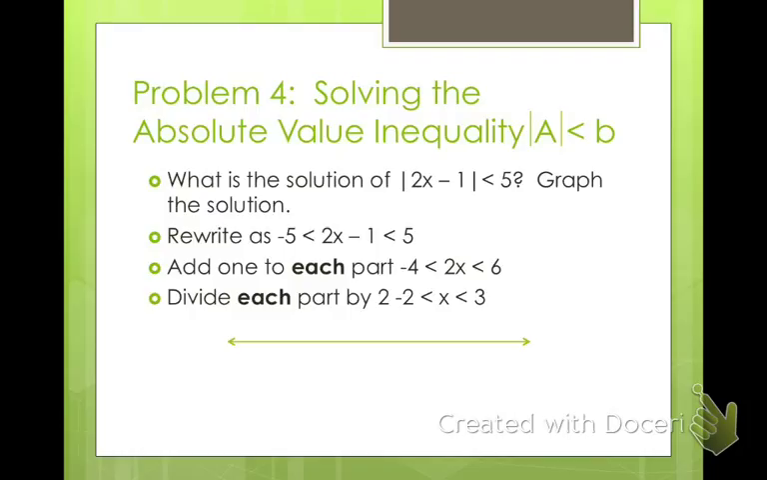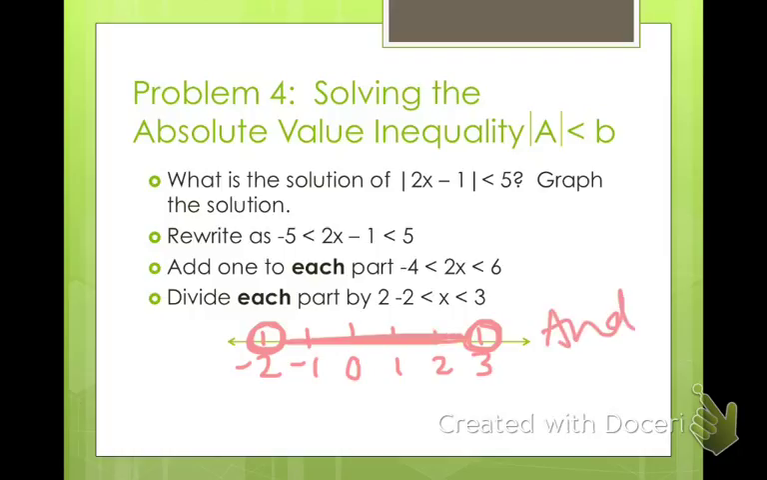And then when we graph it on a number line, let's see, I have 0, 1, 2, 3. Okay, so x is greater than negative 2, non-inclusive. X is less than 3, non-inclusive. So this is going to be what kind of problem? It's an AND problem. Compound inequalities. They're awesome.